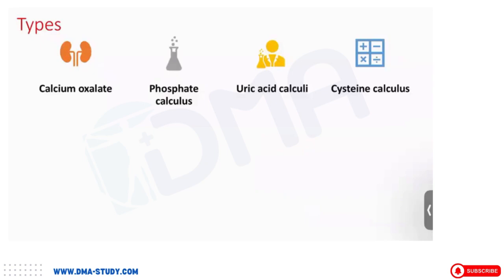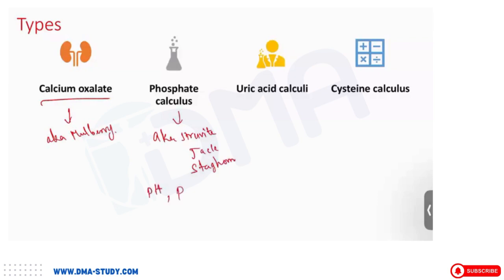The most common type is calcium oxalate, also known as mulberry stone. You know that already. Next is the phosphate one, also known as struvite stone, staghorn stone, or jack stone. I remember the phosphate stone as 3P: associated with alkaline pH, triple phosphate, and Proteus infection.